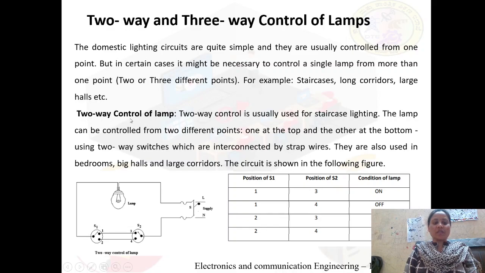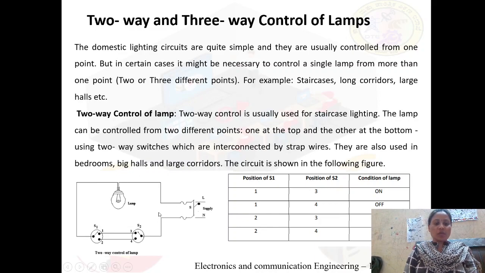So first, let us consider the two-way control of lamp. The two-way control is generally used for staircase lighting. The lamp can be controlled from two different points, one at the top and the other at the bottom, using two-way switches which are interconnected by strap wires. They are also used in bedrooms, big halls, or large corridors.